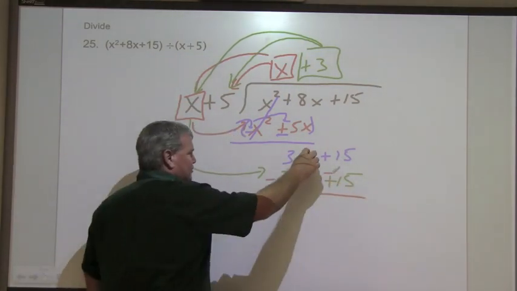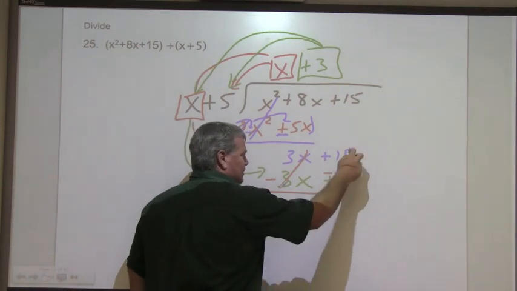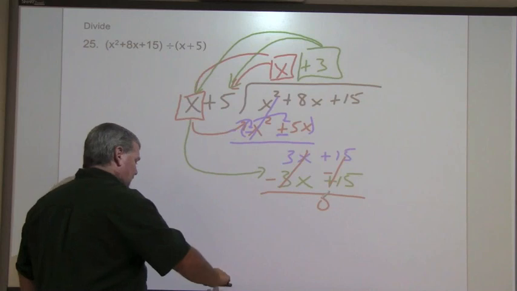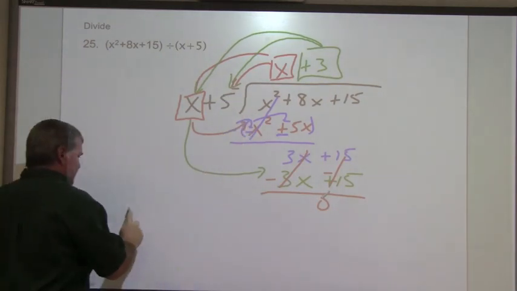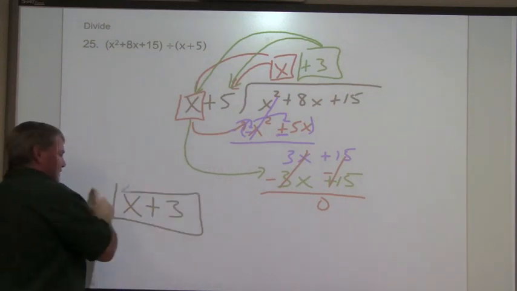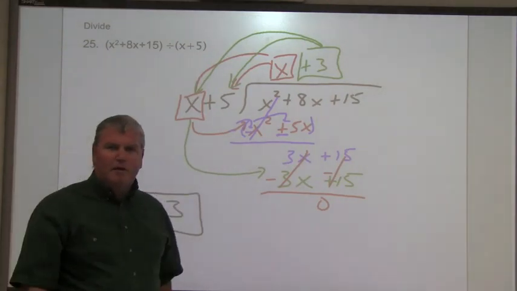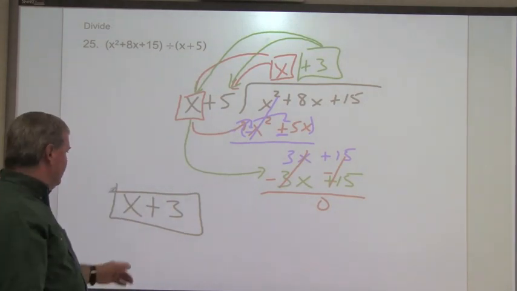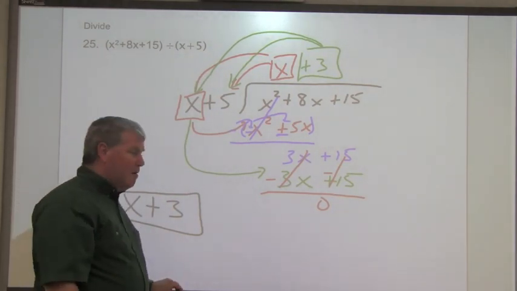So 3x minus 3x is 0. 15 minus 15 is 0. So there's no remainder. So my final answer is, what's up there? x plus 3. That's my quotient, my answer to my division problem. No remainder, so I don't have to worry about adding or subtracting the remainder. x plus 3 would be my answer.